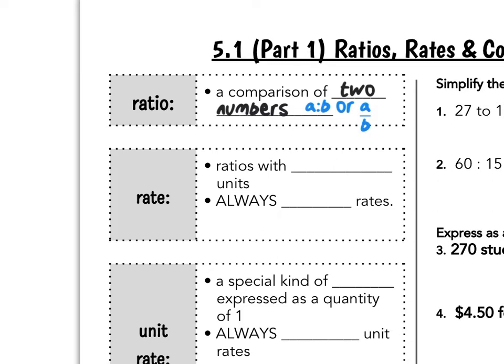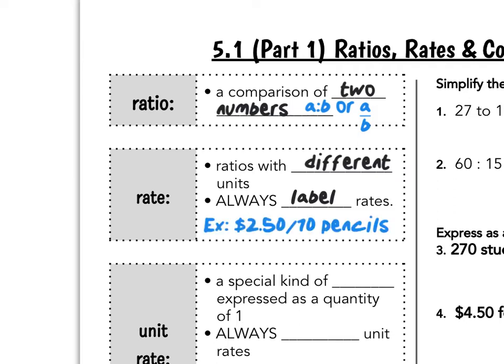Now for the next vocabulary word, we have rate. These are ratios with different units, and you always want to label rates. Ratios you don't have to label, but rates you always want to label because the 2 numbers will be of different units. An example of a rate would be something like $2.50 to 10 pencils.